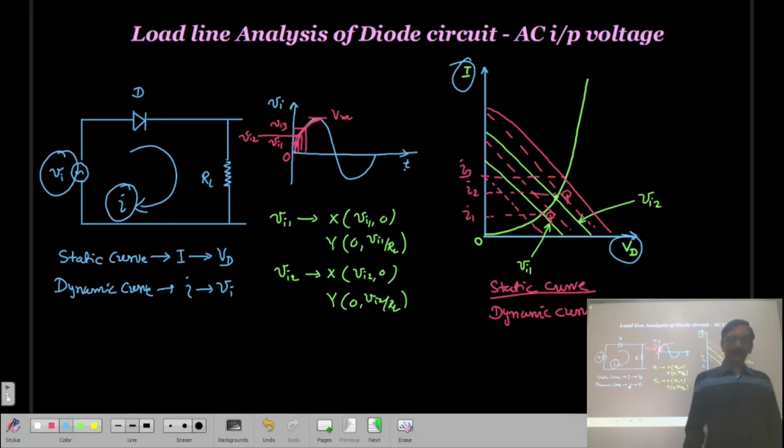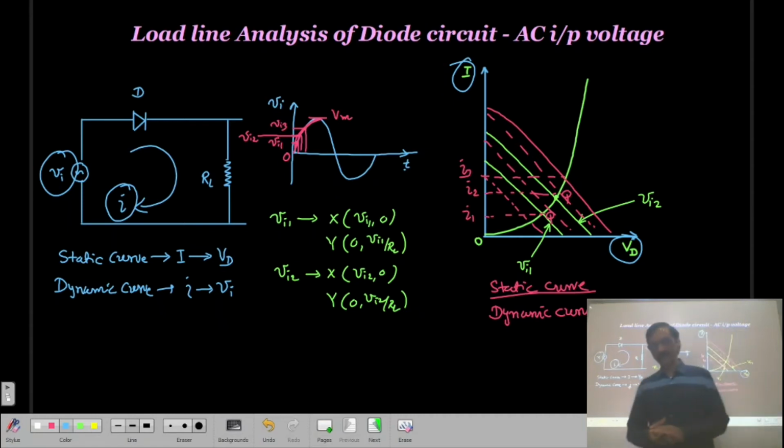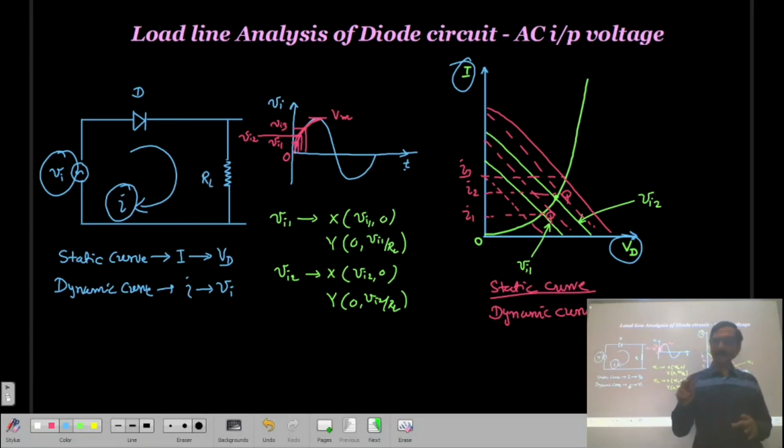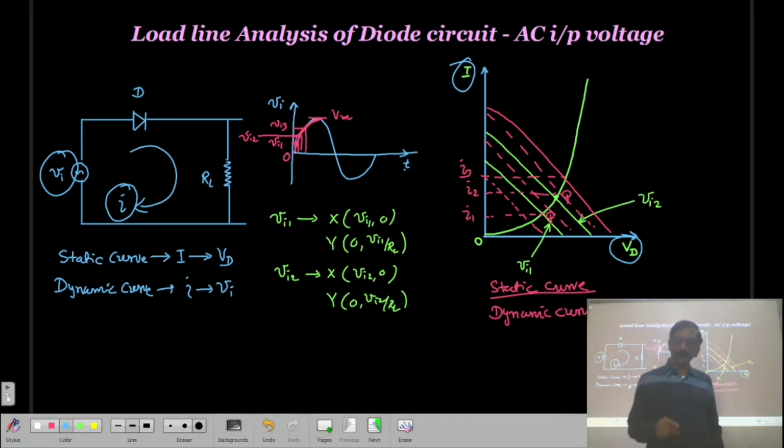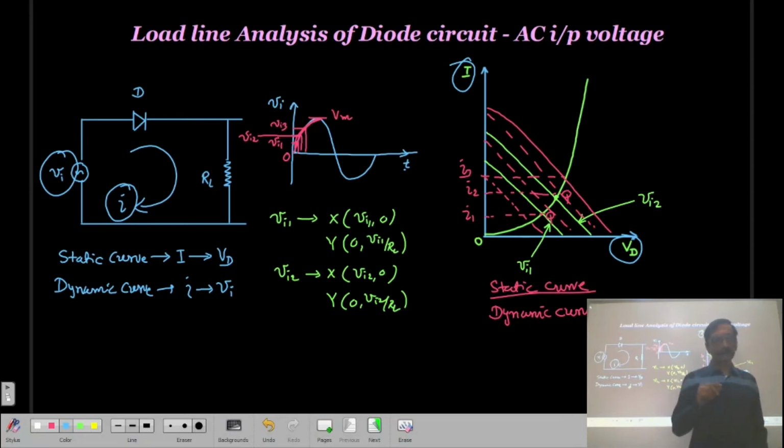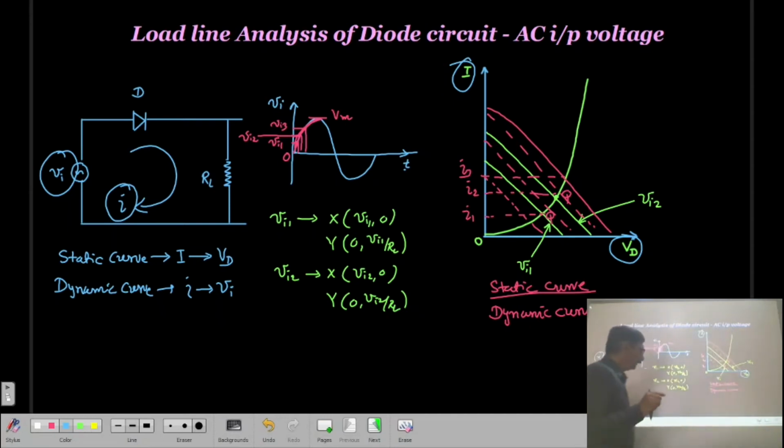Now the question is how to draw a dynamic curve. Directly you can perform the experiment: apply different input voltages to the diode and measure the current. Then you plot the curve, and it will give you the dynamic characteristic curve. But here we will draw a dynamic characteristic curve using a static curve. So from the static curve we will draw a dynamic curve. Let us see how we can draw this.